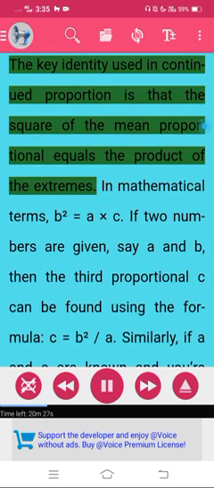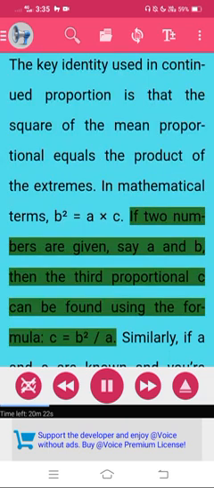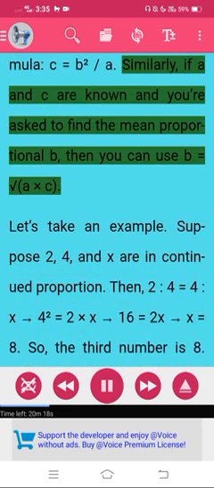The key identity used in continued proportion is that the square of the mean proportional equals the product of the extremes. In mathematical terms, B squared equals A times C. If two numbers are given, say A and B, then the third proportional C can be found using the formula C equals B squared over A. Similarly, if A and C are known and you're asked to find the mean proportional B, then you can use B equals square root of A times C.